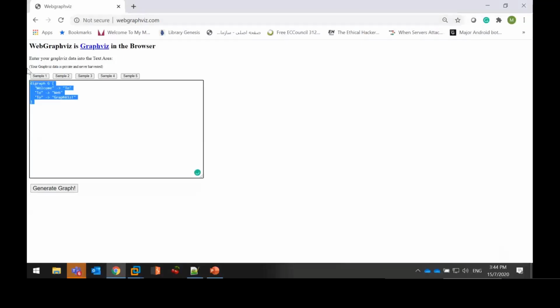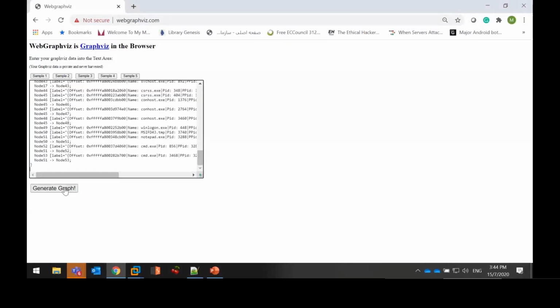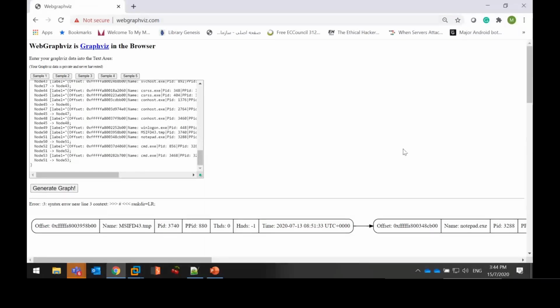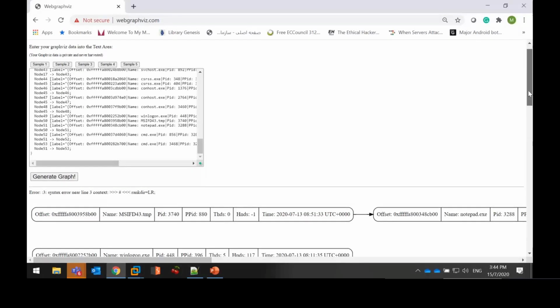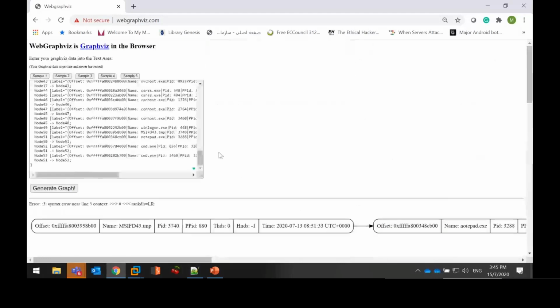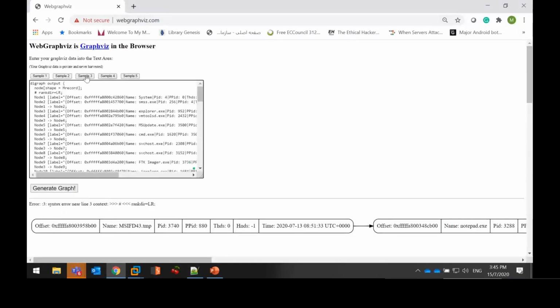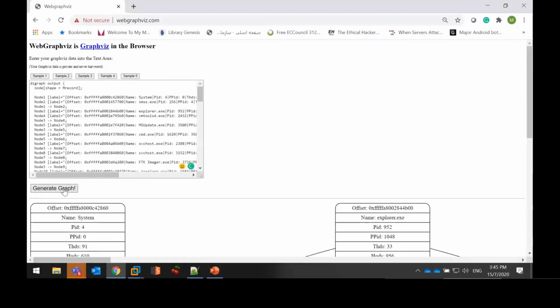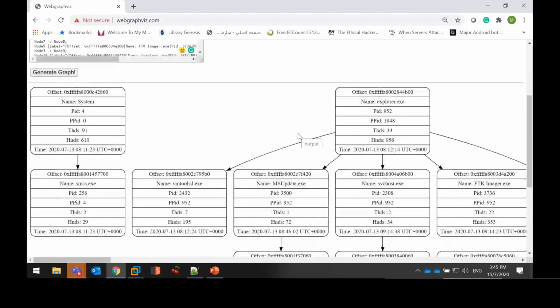I'm pasting it here. Generate the graph. Here we go. Now we have a better visualization of all of the processes. However, let me change the style, but by removing this, generate the graph. So my browser is not happy. Okay. Now here I have the better visualization for the process.